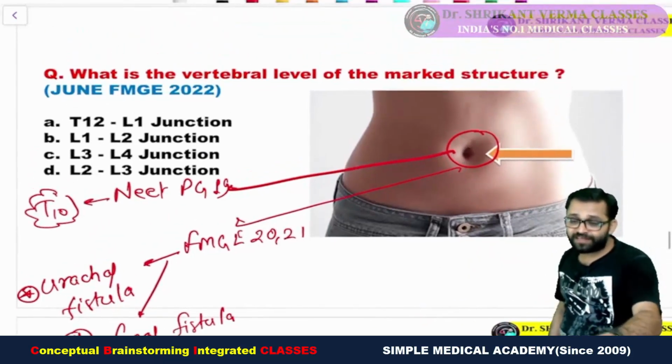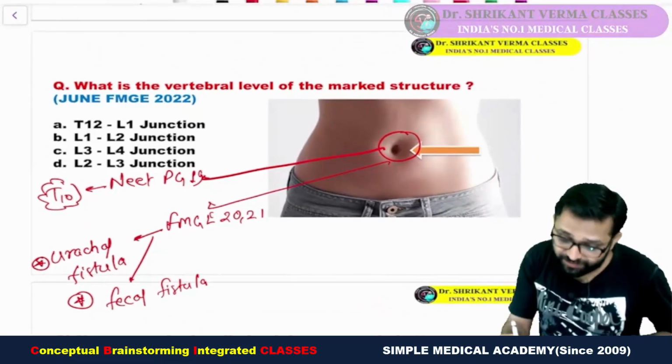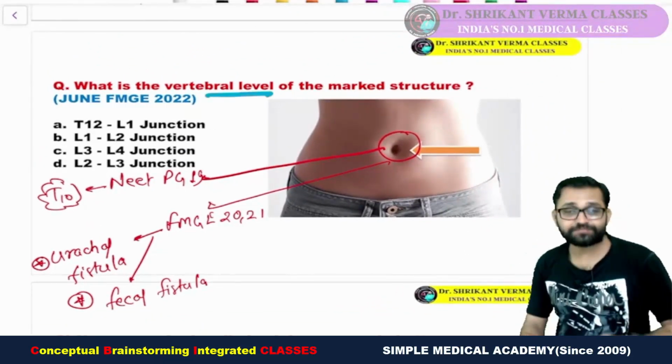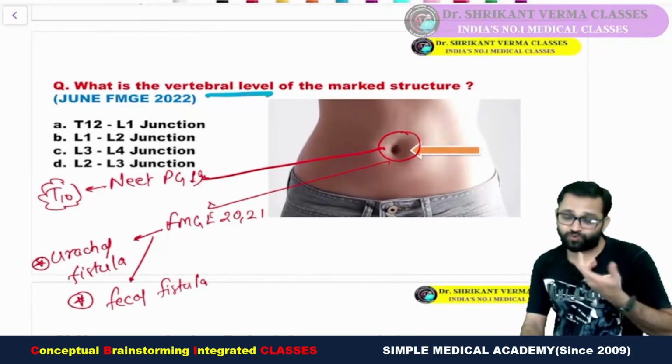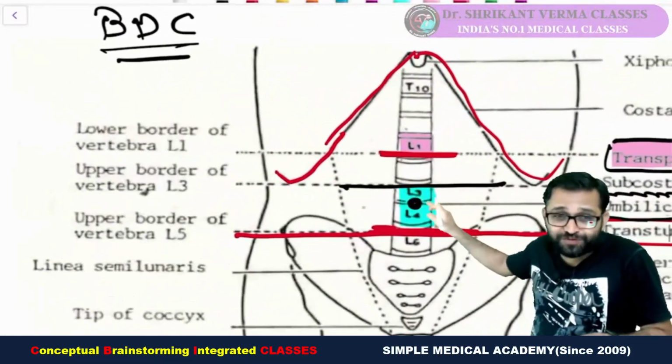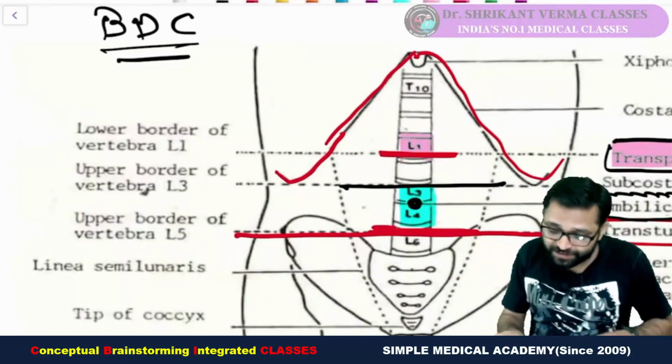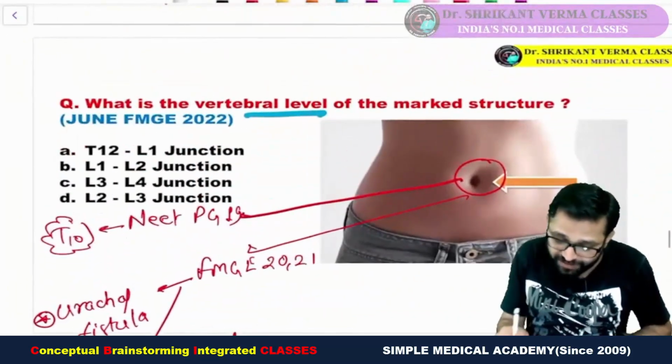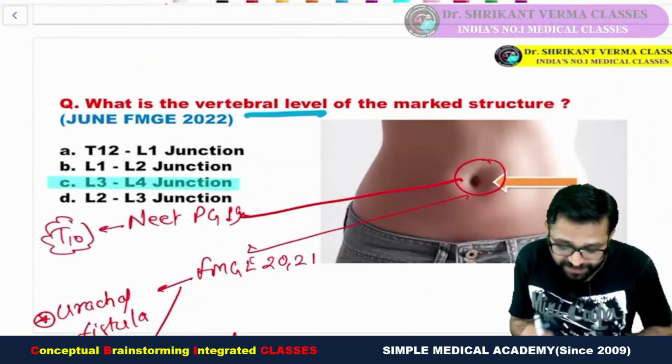Now this time they asked about the vertebral level. Remember, they are asking about the vertebral level. Getting the point? So right now I just described to you the position from the BD Chaurasia sir old book. It is situated just between L3 and L4. So the answer will be C, correct.